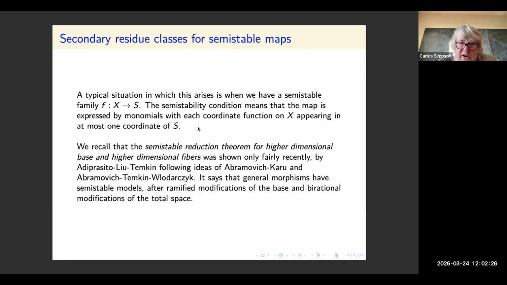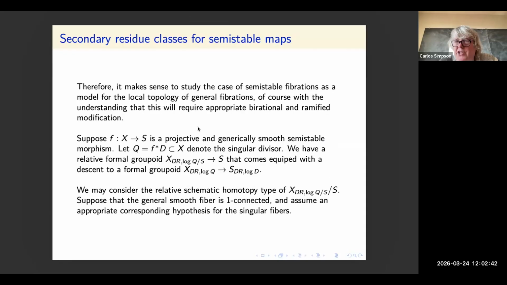The theorem says that a general morphism has a semi-stable model after what you call alterations, which is to say ramified and then birational modifications of the base and birational modifications of the total space. So because of that theorem, we can now suppose that we have a semi-stable fibration, of course, up to those modifications, obviously.